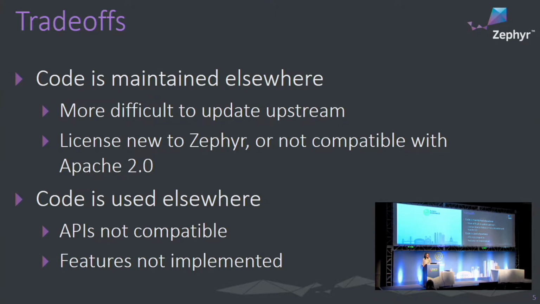And likewise, when the code is used elsewhere, sometimes those APIs are a bit more tuned to what those other ecosystems might be. So they might not always be compatible. We might have some issues where it doesn't quite fit together. It could also be that there are some features that we need in terms of what the Zephyr interfaces require, but maybe aren't implemented at that lower level HAL. So we have to look at those on a case-by-case basis and do what makes sense.